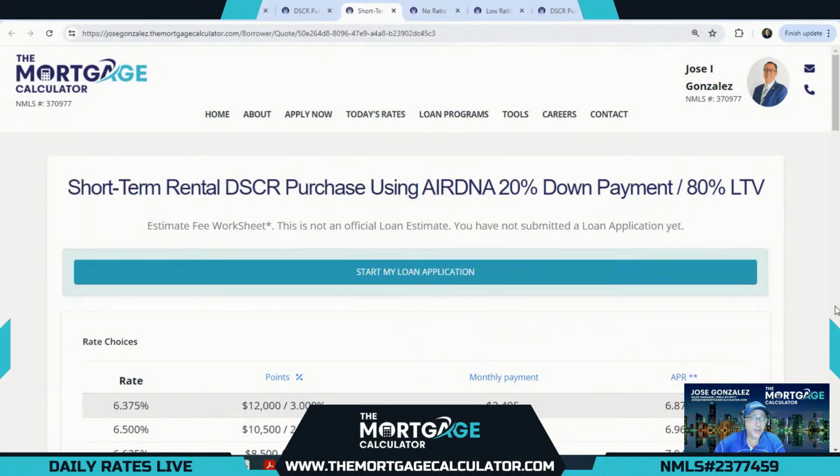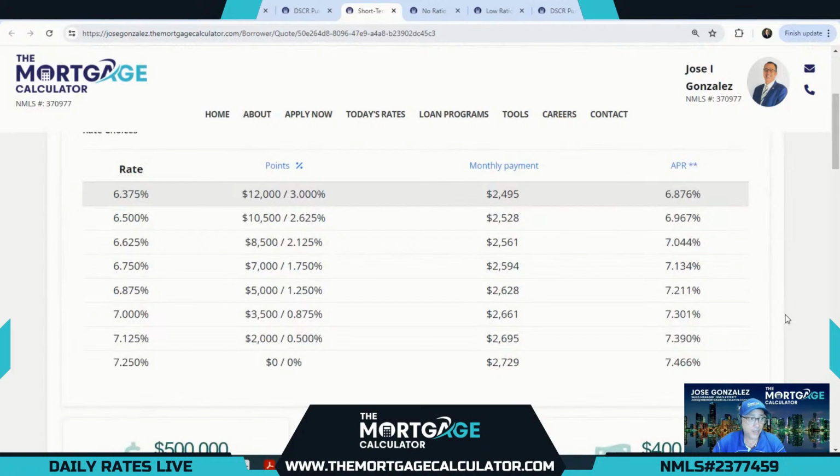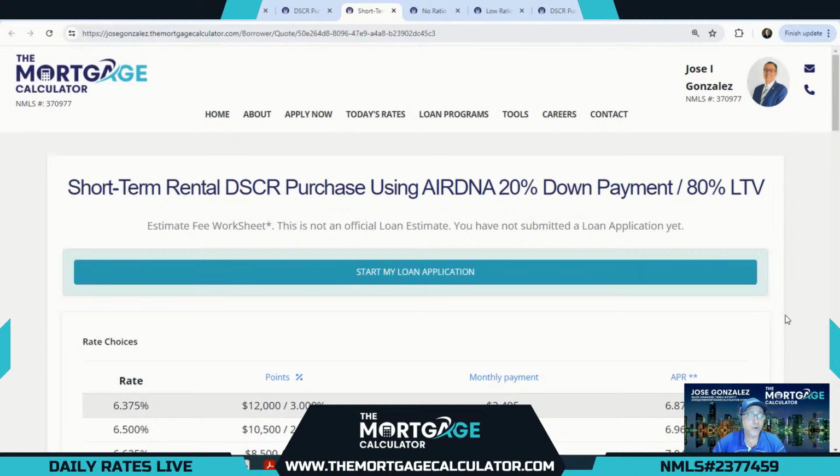And now another interesting twist here. Our short-term rental DSCR purchase: we are able to use the DSCR options for our short-term rental properties using both AirDNA for the purchase or short-term rental revenue reports for the purchase as well, if the seller will provide them. And 7.25 is our lowest cost option at par, and we can buy that down all the way to 6.375%, 80% LTV for our DSCR option that allows using AirDNA to qualify the borrower.